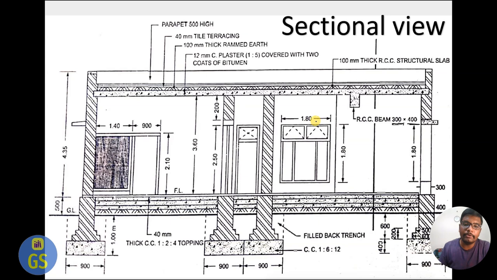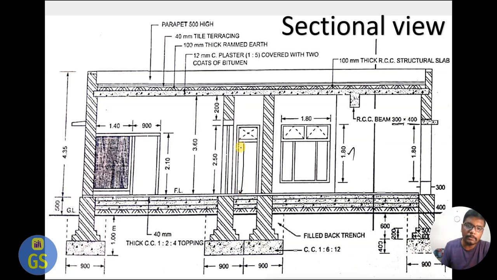Again, you can see the width of the window is 1.80, including the window frame size, and the total height of the window, 1.80, is shown here. We can easily understand the window size or window frame size from the section diagram. Similarly, when you see the doors, you can see the door height shown here, and we can measure and see what the door height will be.